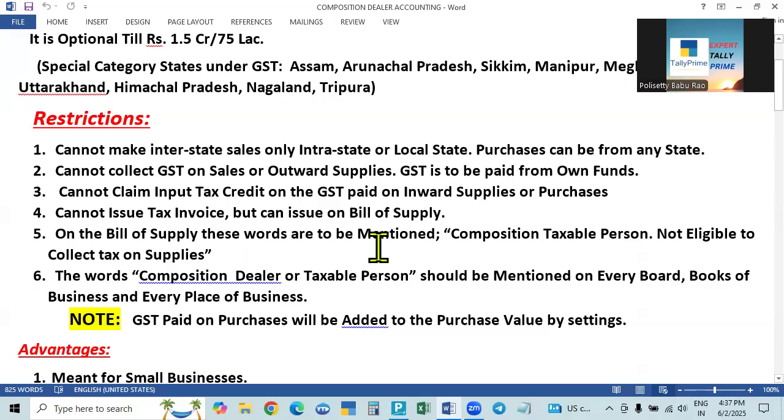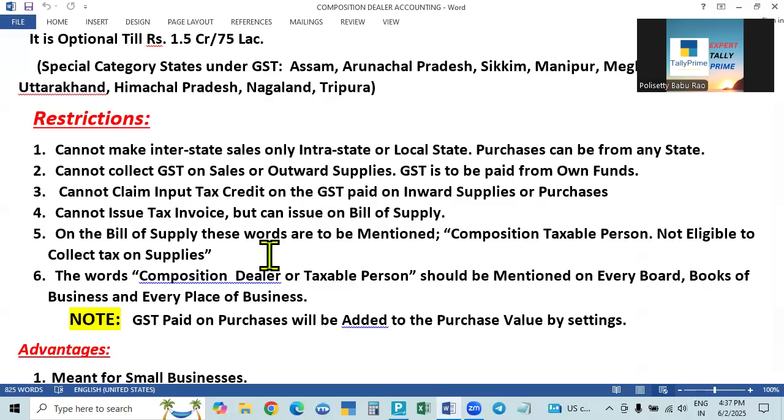And one more thing: when issuing the bill of supply, in the case of a tax invoice the heading will be tax invoice. In this case, the heading will be bill of supply. Below that heading, he has to mention that he cannot collect the tax. He is a composition taxable person, so he has to mention: composition taxable person not eligible to collect tax on supplies. That we will see in the problems.